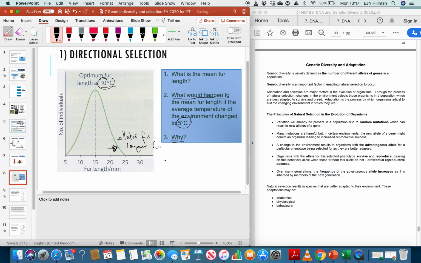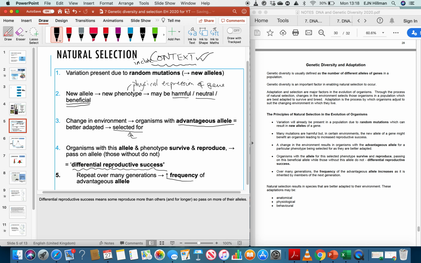Okay, and this is what we refer to as that differential reproductive success. Okay, so the individuals with the alleles for the longer fur can reproduce more often, survive for longer, pass on more of those alleles. And again, I'll just reiterate, it's really important here that we're talking about alleles being passed on. Okay, over many generations, the frequency of that advantageous allele will increase in the population.